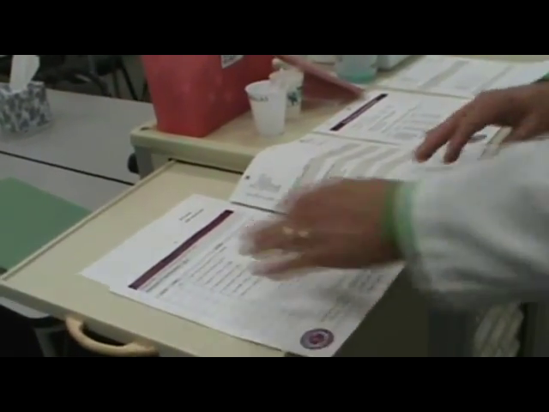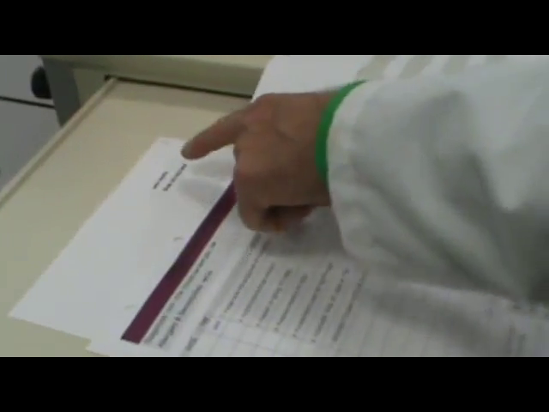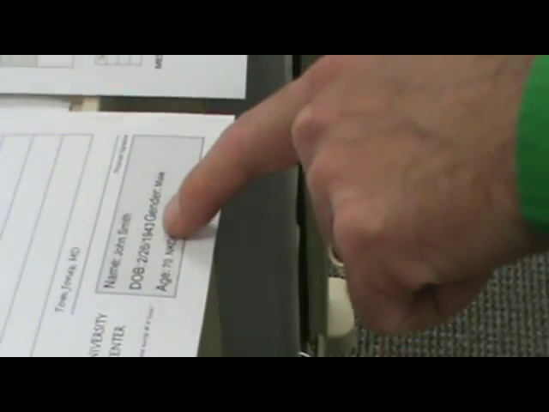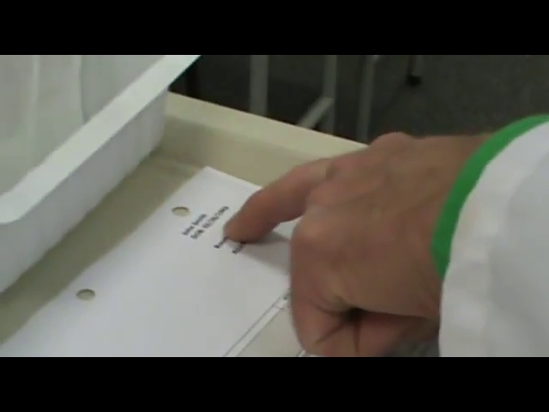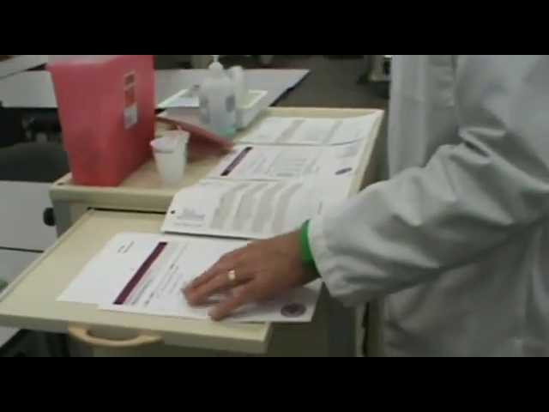All right, so again, I have John Smith, date of birth 2/26/1943, no known allergies. Okay. So I'm going to start with my first order here.